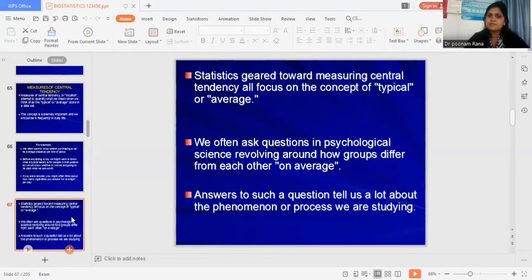Statistics measuring central tendency all focus on the concept of typical or average. We often ask questions in psychological science revolving around how groups differ from each other on average. Answers to such questions tell us a lot about the phenomenon or process we are studying.